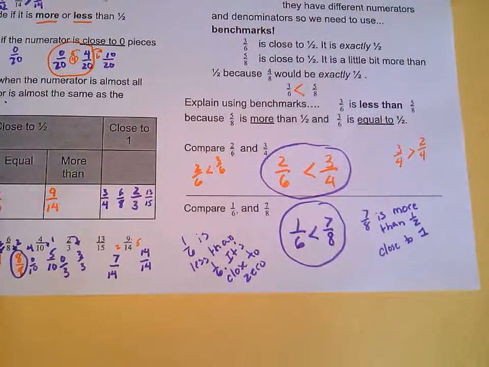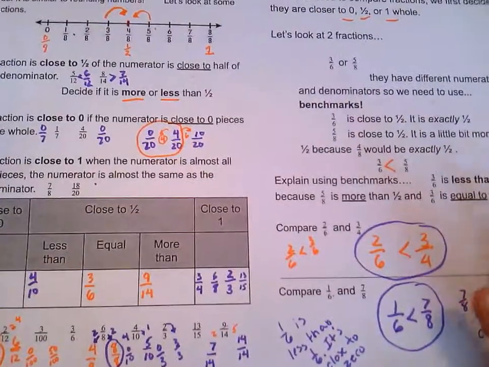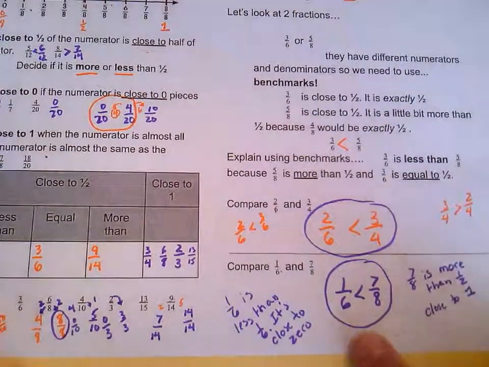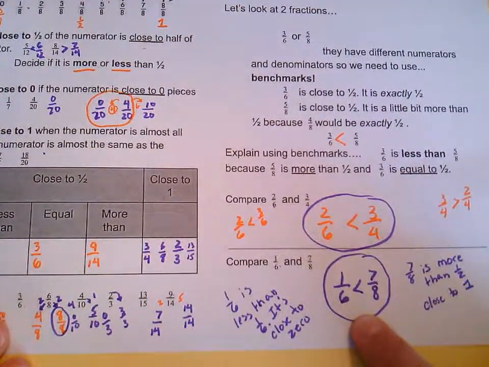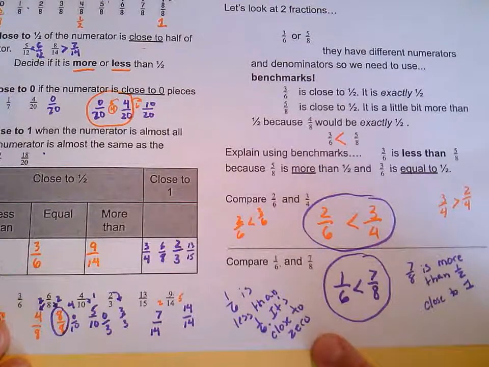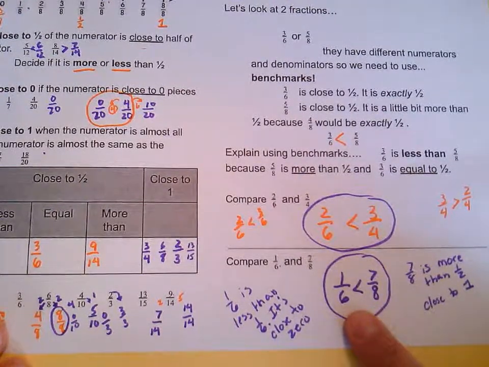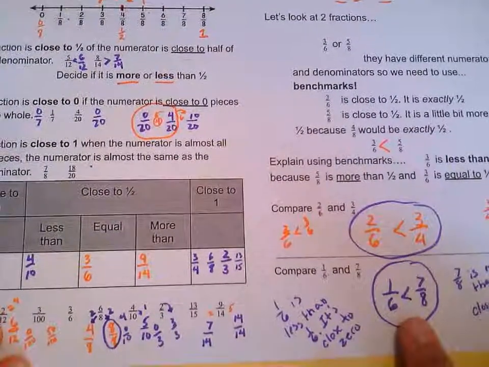Alrighty. So that is a lot of work to compare these fractions. So remember, when you're going to compare fractions that have different numerators and different denominators, we want to think about their size and we want to use benchmarks. Are we close to being 0? Are we close to being a whole? Or are we close to a half? And are we a little bit more or a little bit less than that half?